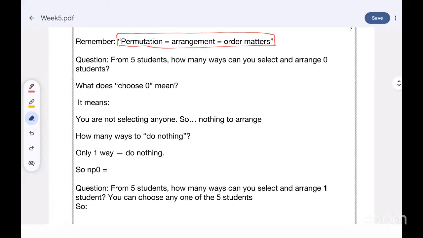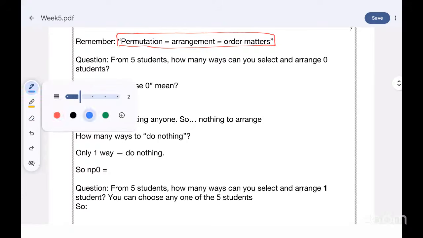I don't want to choose any students. How many ways can you select and arrange 0 students? What does it mean to choose 0? I'm not choosing anyone, there is nothing to arrange. So how many ways can you do nothing? Only one way. So here nP0 is 1 only.